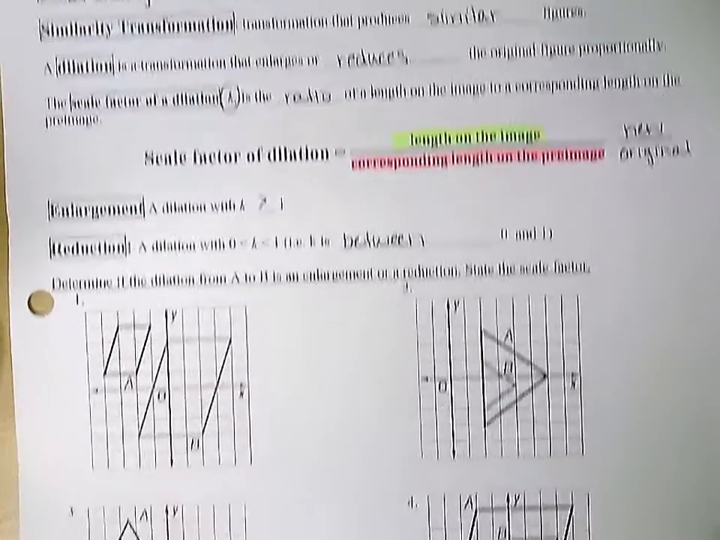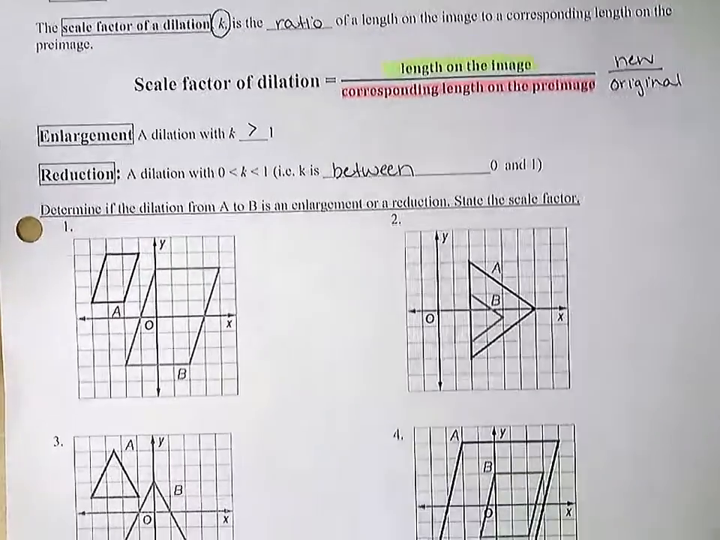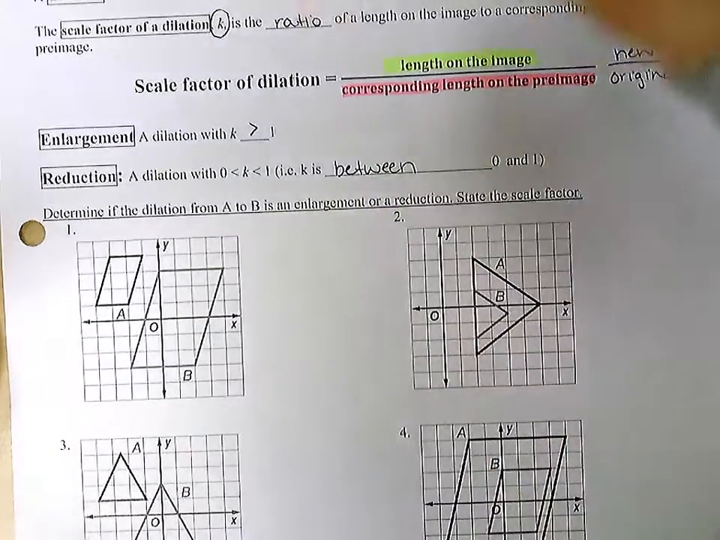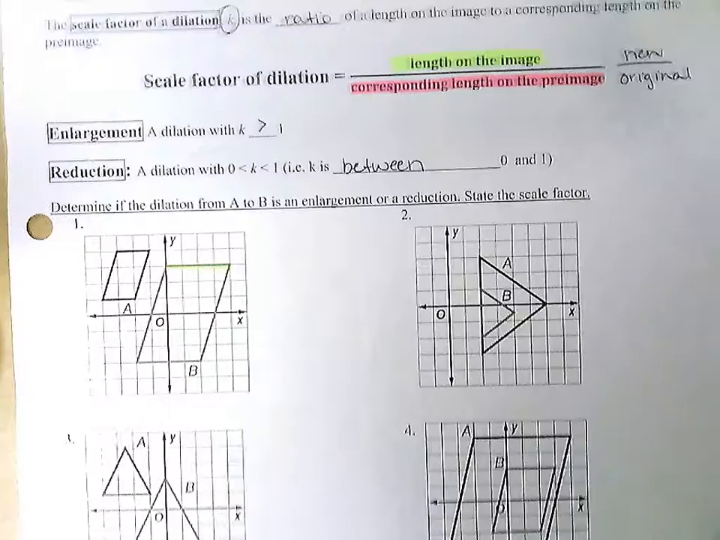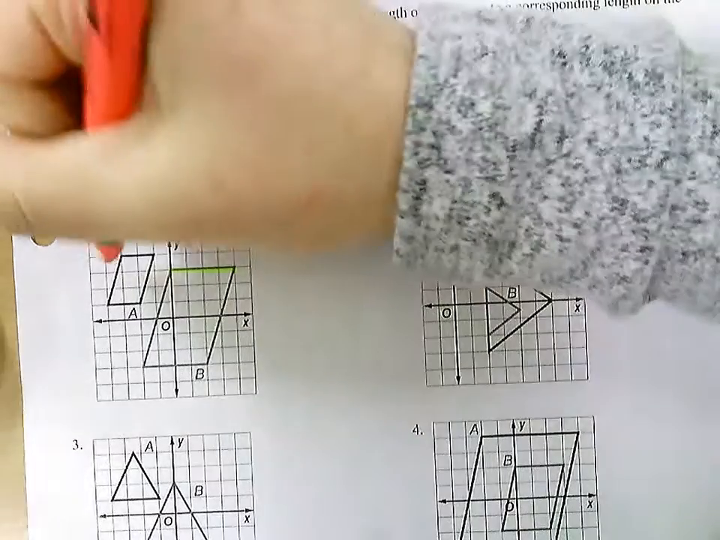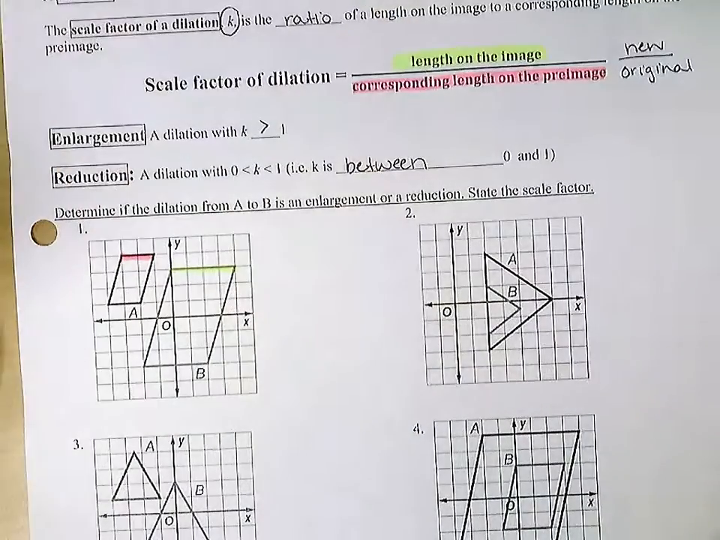So we are going to do a couple examples of this. So in numbers 1, 2, 3, and 4, we want to determine if the dilation from A to B is an enlargement or a reduction and state the scale factor. Okay, so that means your newer image is B. Sorry. And your original is A.